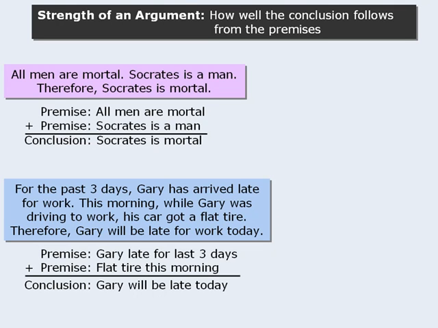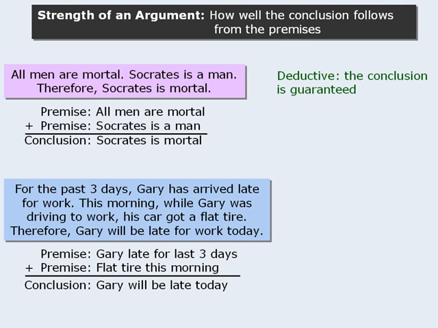Now, it's important to mention that arguments like the Socrates argument are very rare on the GMAT. This kind of argument is called a deductive argument, and in deductive arguments, the conclusion is guaranteed. In other words, if we assume that the premises are true, then the conclusion must follow from them. Now, in real life, we rarely have such certainties, and the GMAT reflects this. As such, you will find very few critical reasoning questions on the GMAT that feature deductive arguments.